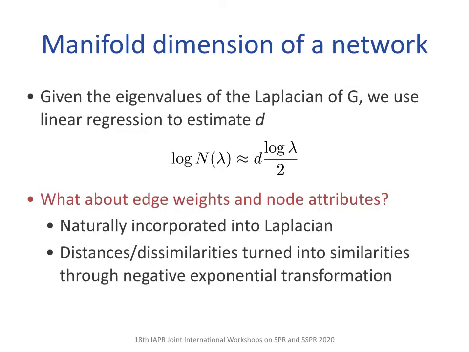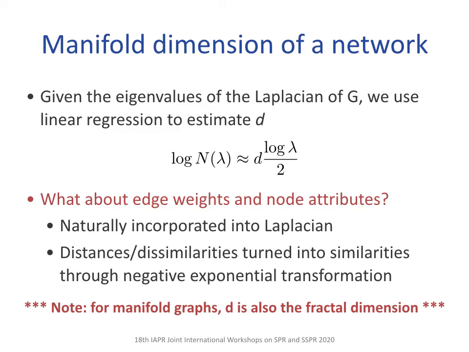With this framework in place, we can easily also incorporate information on edge weights and node attributes. So real-valued edge weights are naturally incorporated into the Laplacian, and node attributes can be converted into edge weights by measuring the similarity between every pair of connected nodes. Finally, it's important to stress that given a manifold graph, the dimension D we estimate is in fact equivalent to its fractal dimension, and that's why I talked about the fractal dimension before. So really, when we talk about the manifold dimension of a manifold graph, we mean its fractal dimension, and vice versa.